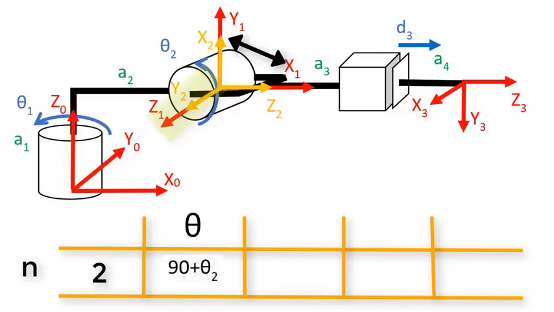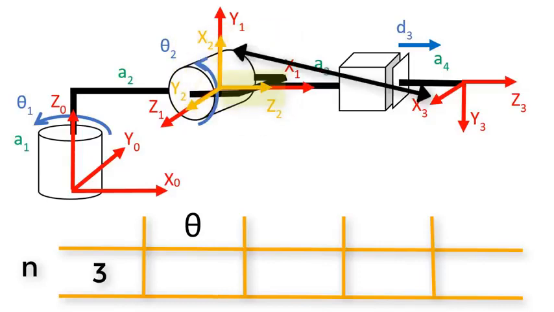Now let's do theta for the last row. Here n equals 3 because this is the third row of the table. So theta is the amount that we have to rotate frame 2 around the axis Z2 in order to get axis X2 to match axis X3. Axis X2 is pointing up and axis X3 is pointing towards us out of the page. So we need to rotate X2 90 degrees to get it to match.